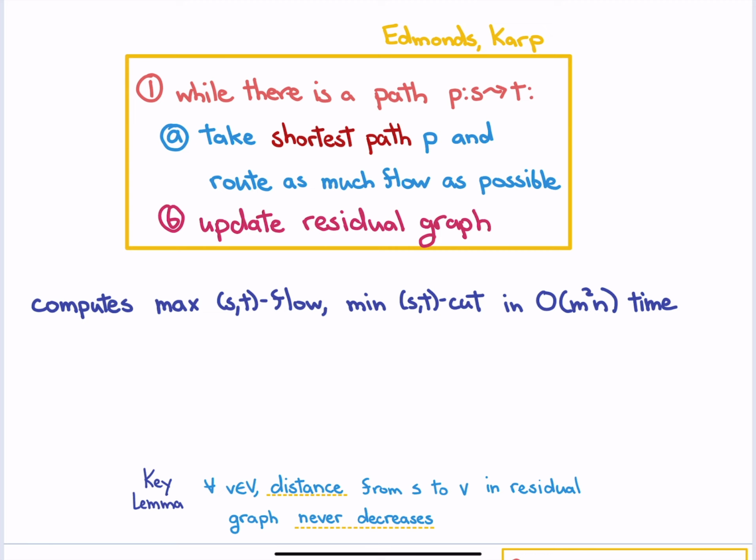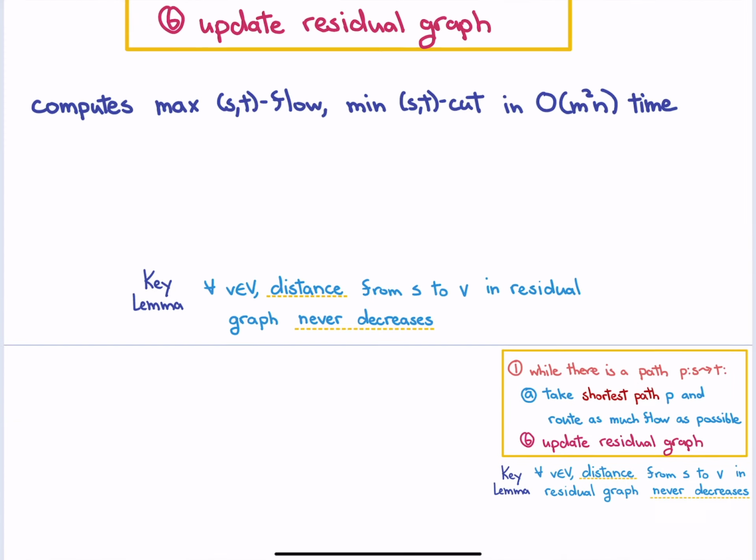All the way through, the algorithm will terminate in m squared n iterations and get you the maximum flow. On the homework, you'll show how to take this flow and turn it into a bunch of paths, if that's what you wanted.